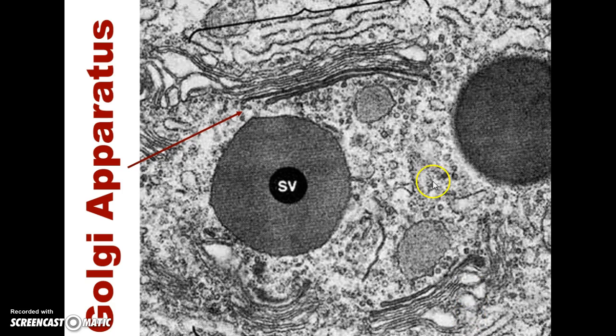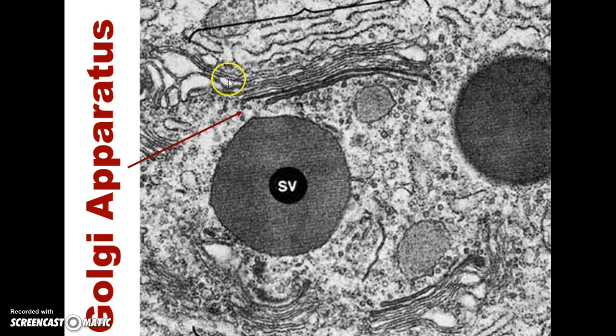The Golgi apparatus looks like somebody sat on a stack of pancakes. Doesn't sound very scientific, but that's just what they look like. Here's one here, here's one down here, and here's one here. It's kind of compressed. It's narrow. It looks just like somebody sat on a stack of pancakes.